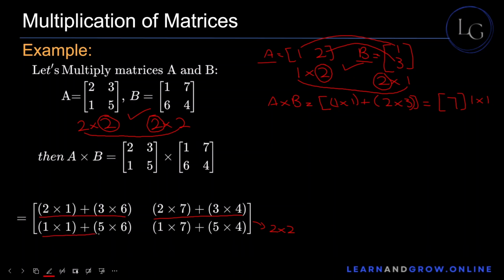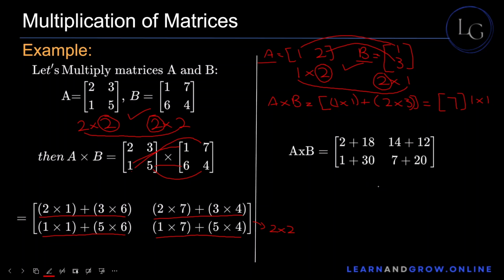Now the third element of the resultant matrix will be found by multiplying the second row of A and the first column of B. So 1 multiplied by 1 plus 5 multiplied by 6. Now the last element, of course, will be found by multiplying the second row of A and the second column of B. So 1 multiplied by 7 plus 5 multiplied by 4. This is the answer of A multiplied by B.